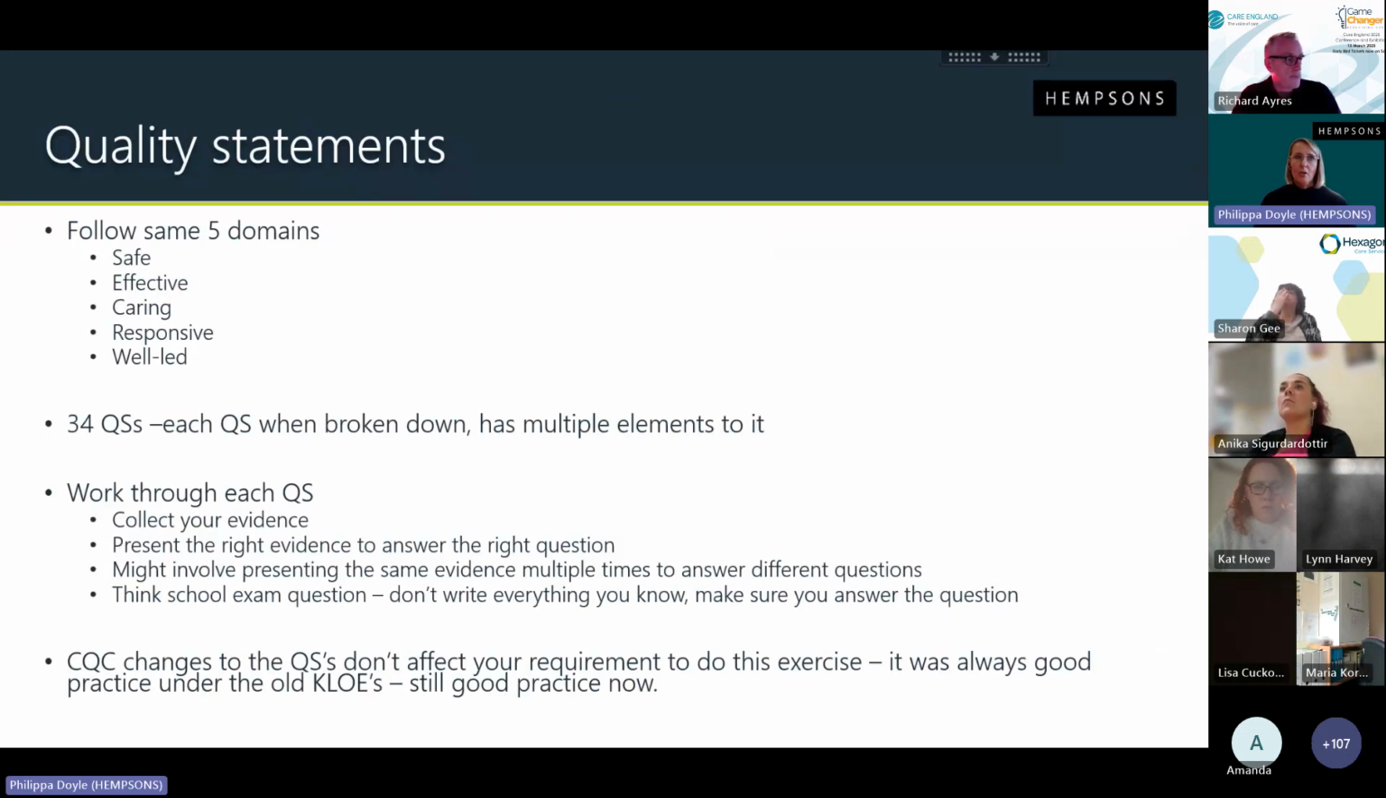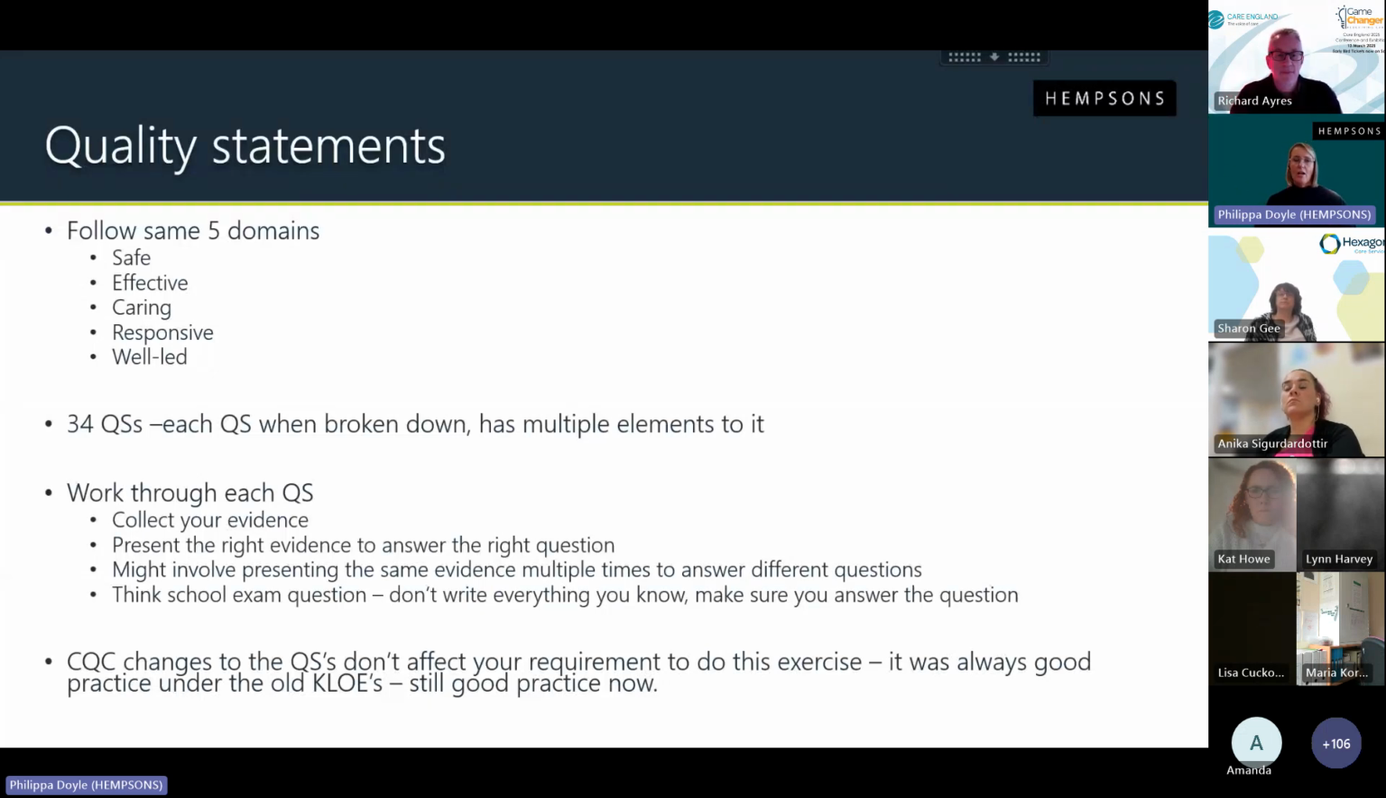Quality statements themselves, we all know they follow those 5 domains. There's 34 of them, but each one of them, when we break them down, has got multiple elements to it. Under the old system, we had 303 key lines of inquiry. We haven't lost 260 something of them. They've all been merged together. So when you pull apart the quality statements, some of them will feel like they've got 4 or 5 elements to them. And so that's the exercise that I've done for you. But it's what you need to do within your service as well.